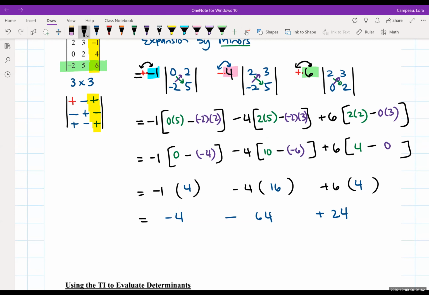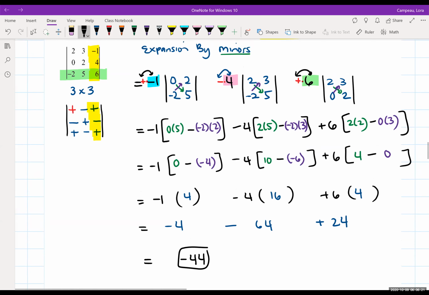The last thing we have to do is basically add or subtract depending on the signs that you see. So we have -4 minus 64. So that's going to give us -68. And then if we add 24, you can use your calculator, of course, if you'd like. We get a final answer of -44.